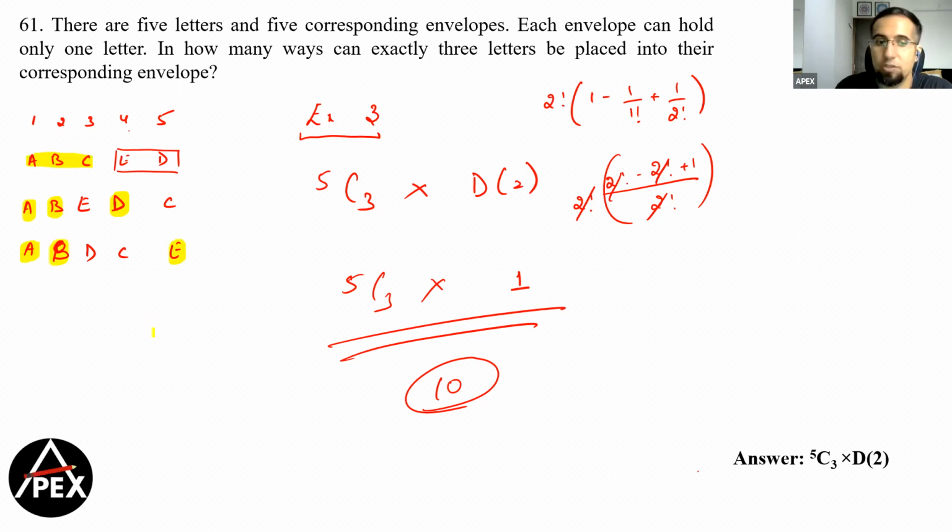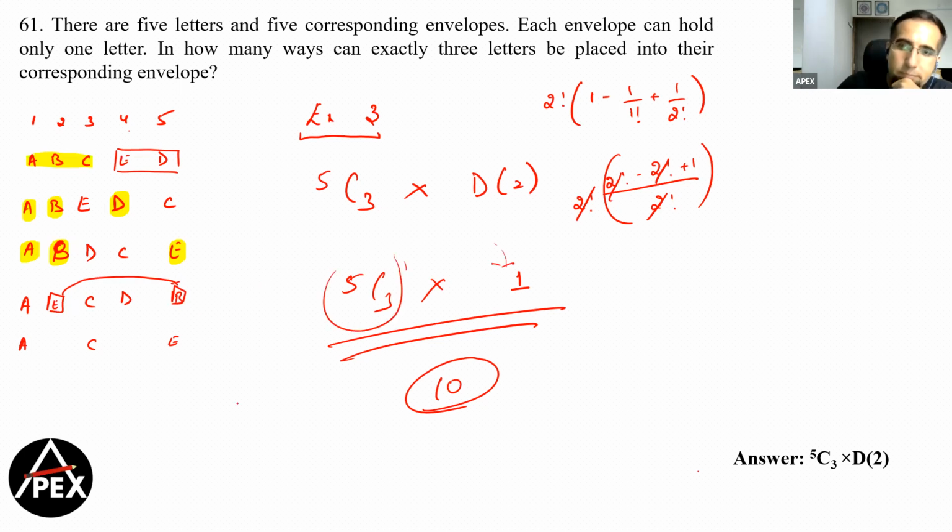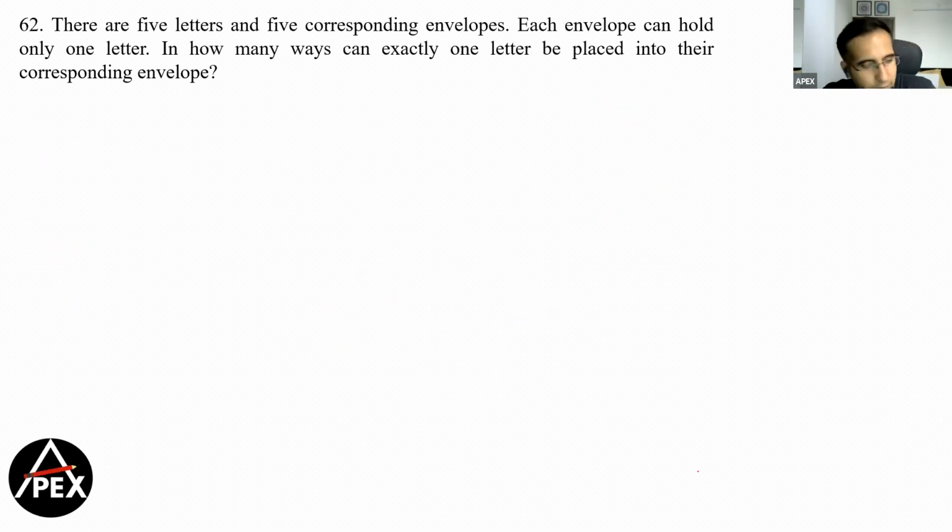That way we get 10 cases. 5C3: ABC, ABD, ABE. Then I can go with ACD and ACE. That way we get 10 cases. Now in each case, the number of ways of not arranging them properly is 1. Are you getting it now? So 5C3 into 1 becomes your answer. Last question of the day. Why will there be only one arrangement?